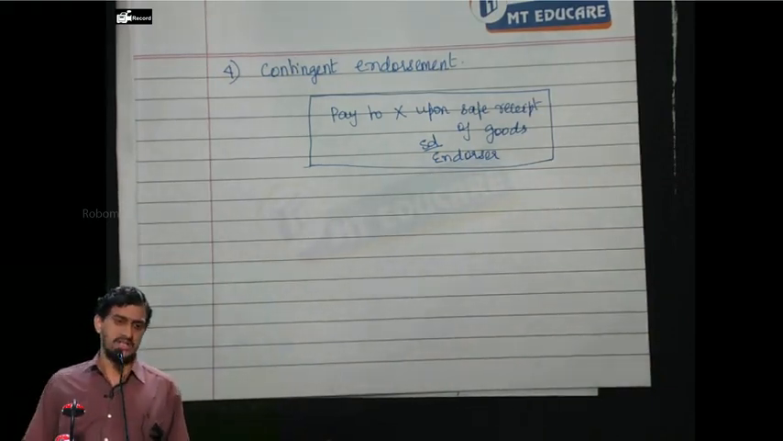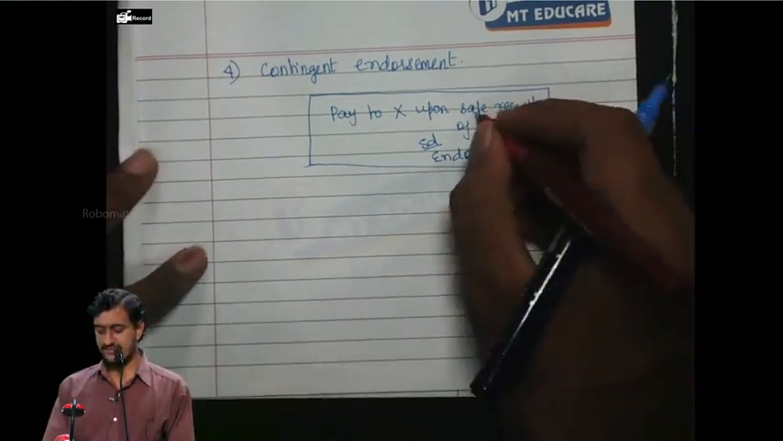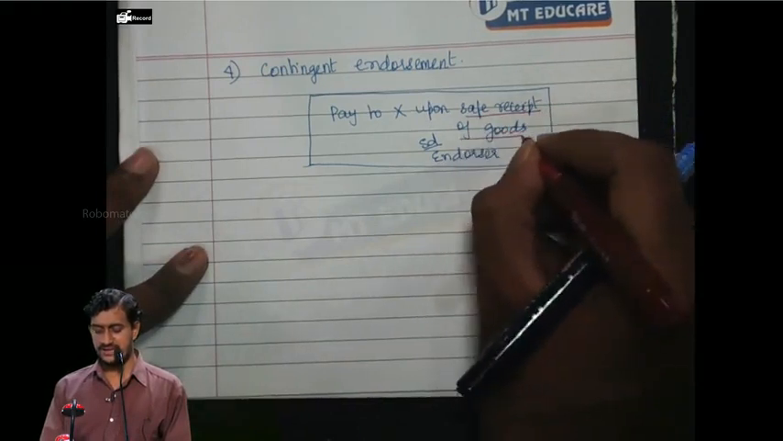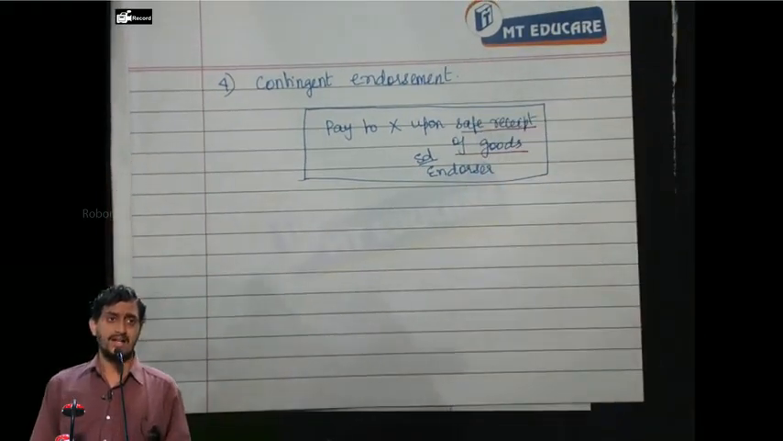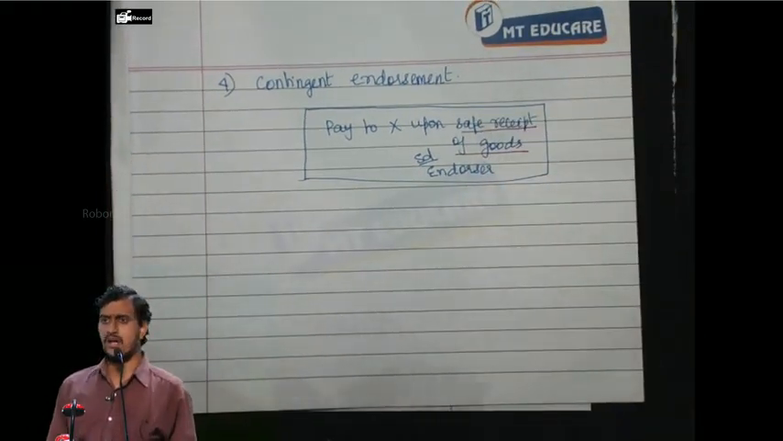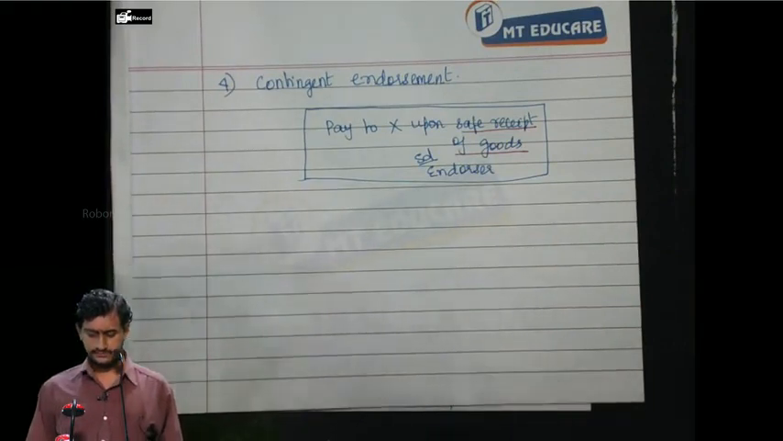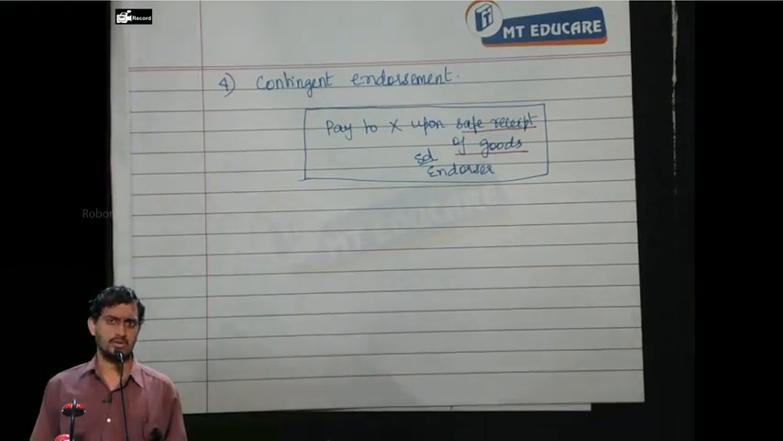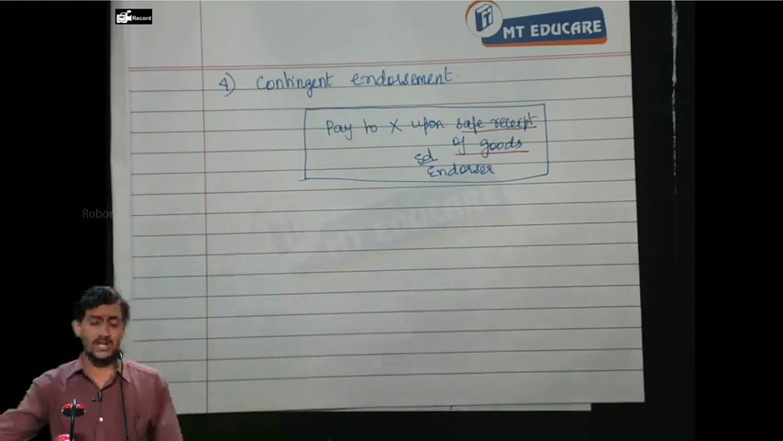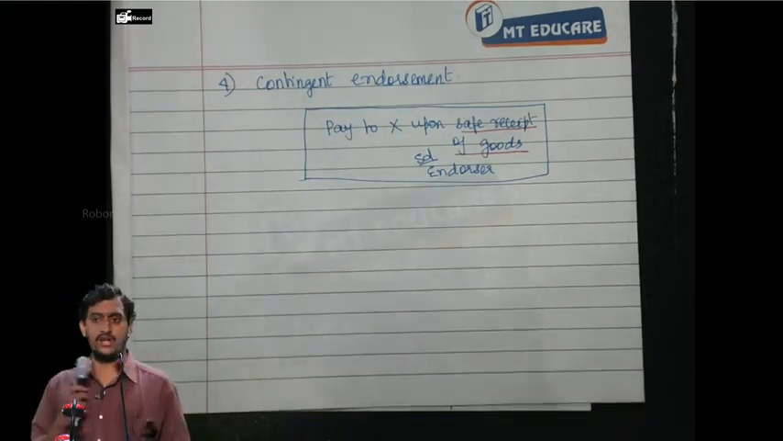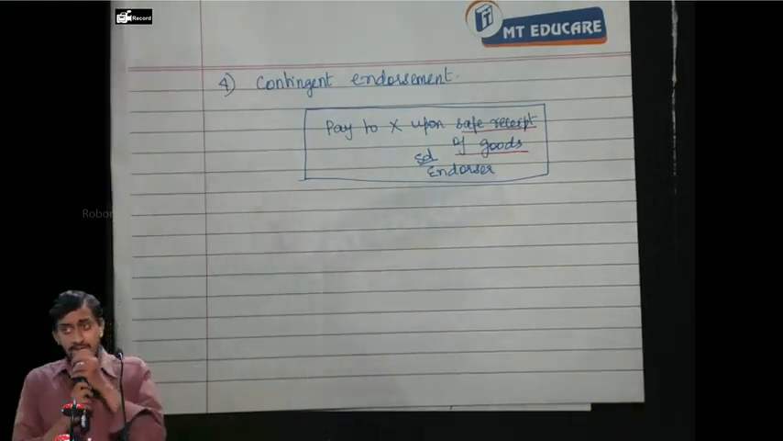Now friends, in this endorsement, one contingency is attached. What is that contingency? Safe receipt of goods. One contingency is attached. Thereby we call it a contingent endorsement. Now I get a doubt. Is a contingent endorsement valid or not valid? Why am I getting this doubt?